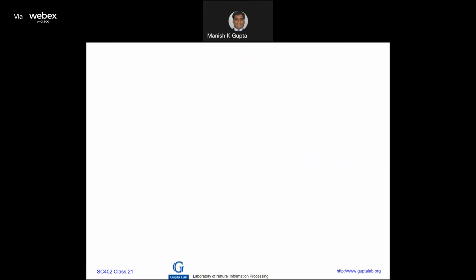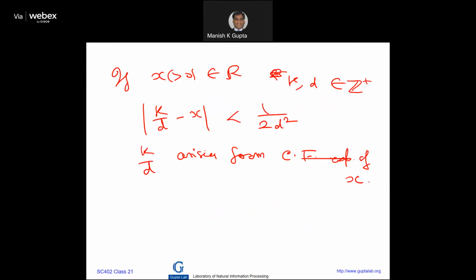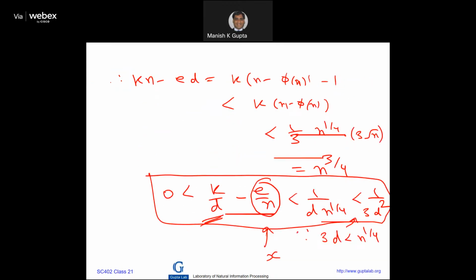So I'll tell you the method actually. What is the method here? How is this inequality used here? We know that K by D arises from the continued fraction of E by N, right? Because that is what we are going to use here. We are going to use this result, and we already obtained this, right? So how do we do this?